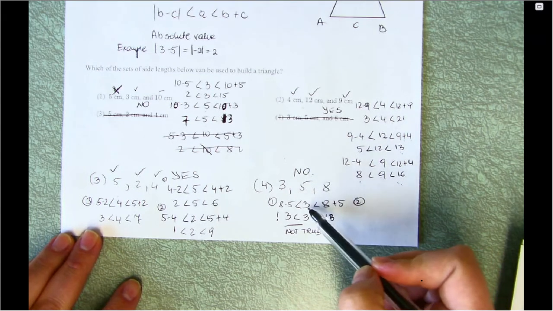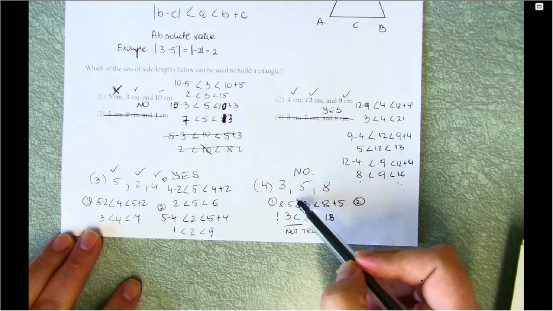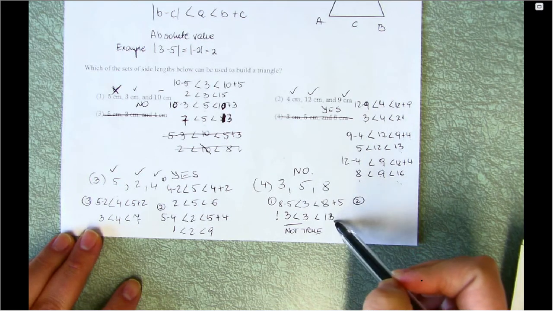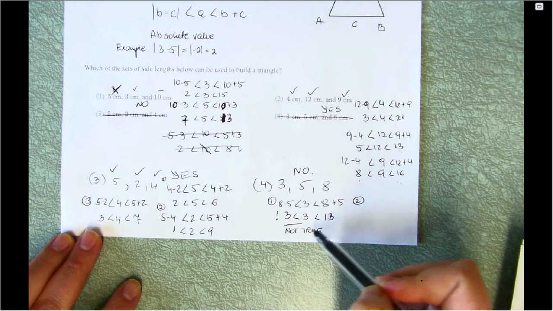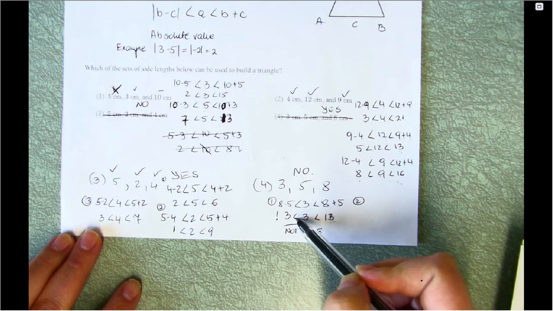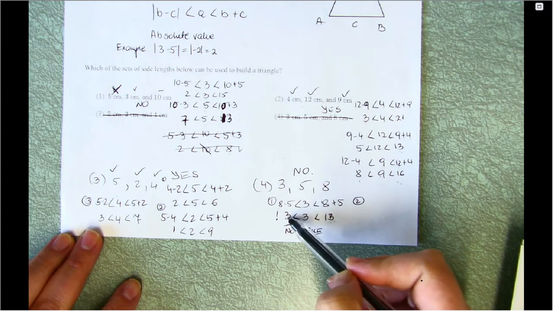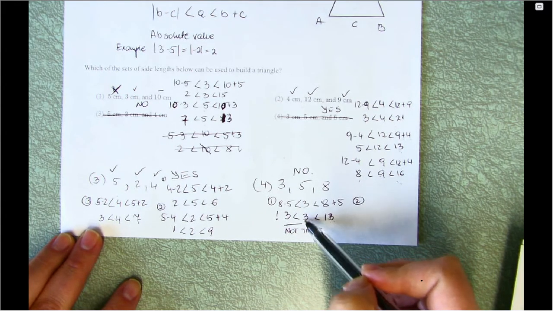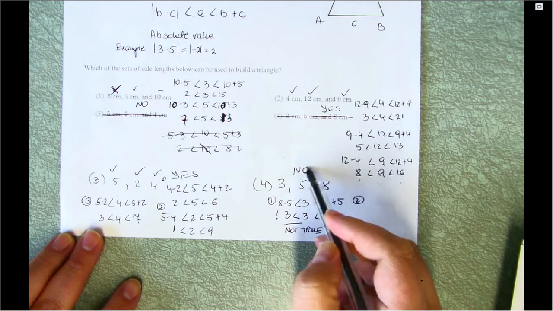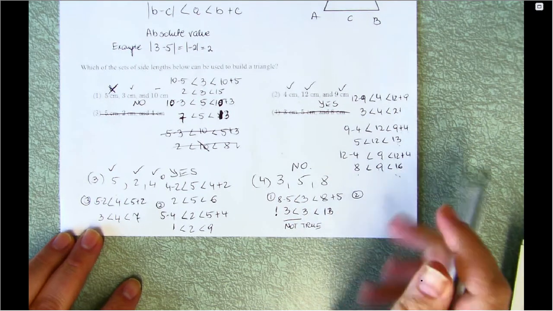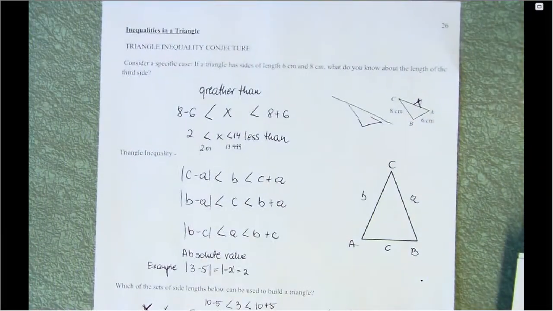But let me show you. I'm checking 3. So 8 minus 5 is 3, and 8 plus 5 is 13. So 3 is less than 13, but 3 is not greater than 3. They're equal, and this number has to be strictly greater than the lower bound. So this is not going to work. So my answer is no. I don't even have to check the rest of them. So that was inequality in one triangle.